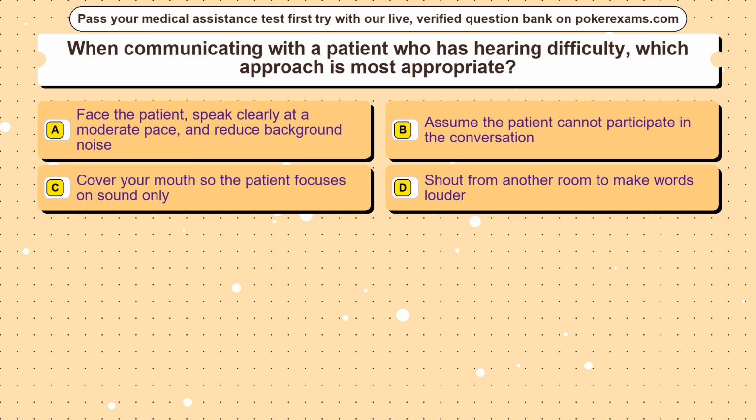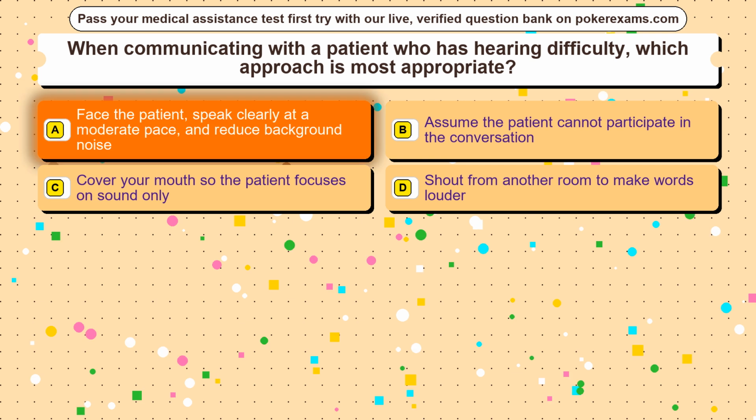Question 84. When communicating with a patient who has hearing difficulty, which approach is most appropriate? Option A. Face the patient, speak clearly at a moderate pace, and reduce background noise. Option B. Assume the patient cannot participate in the conversation. Option C. Cover your mouth so the patient focuses on sound only. Option D. Shout from another room to make words louder.